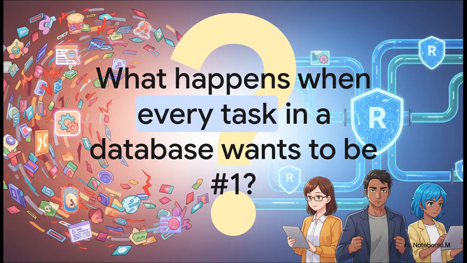So, to really get this, let's start with a question. Imagine a database where every single task is fighting to be number one. You've got a super important sales report, a low priority background job, everything. And they're all screaming for the same resources, all at the same time. What happens? You guessed it, total chaos. And that chaos is exactly the problem this technology was built to solve.